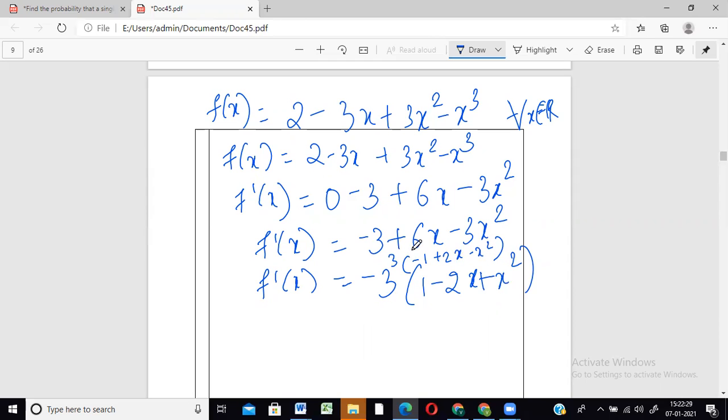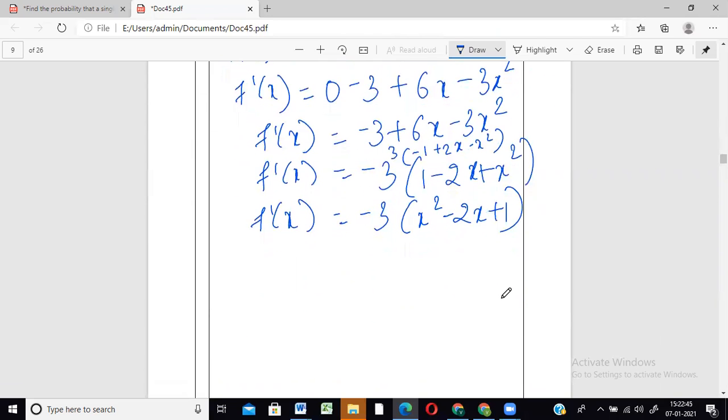So that is why instead of taking a +3 outside, I have taken that -3 outside. So then it will be 1 minus 2x plus x square. Let me write it properly so that it's easy for us to put it in any type of formula: x square minus 2x plus 1. This is very similar to what we just did. This is minus 3 into x minus 1 the whole square.